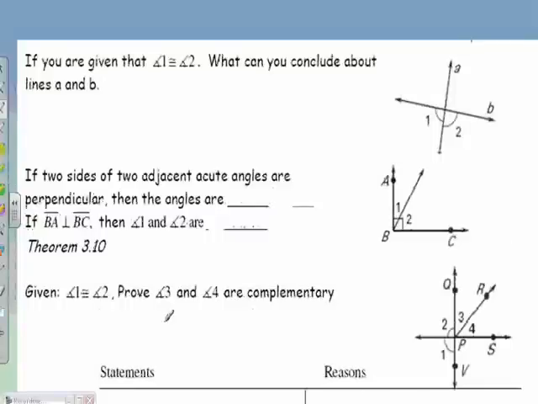Moving on. All right. If we are given that angle 1 is congruent to angle 2, what do we know about lines A and B? Well, they're a linear pair, they're congruent, therefore we know that A is perpendicular to B.